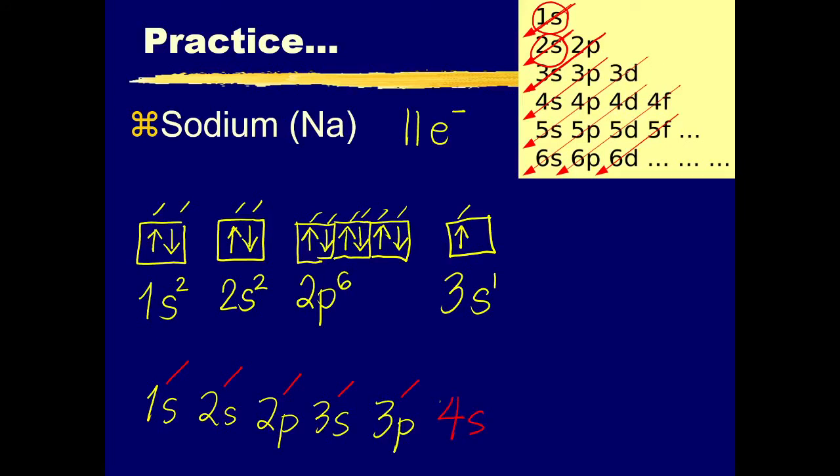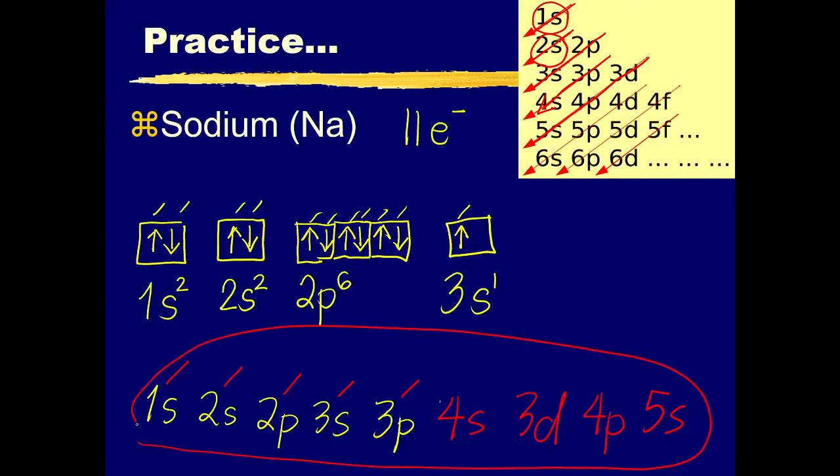Next, what comes after 4s? This arrow. 3d, next to 3d, 4p, next to 4p, 5s. So on and so forth. Okay? So this is the sequence we follow for the order of our subshells.